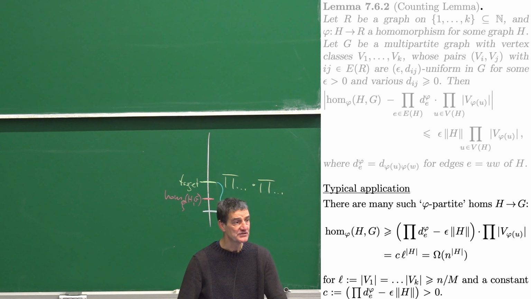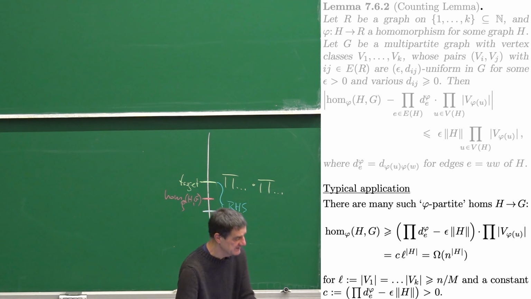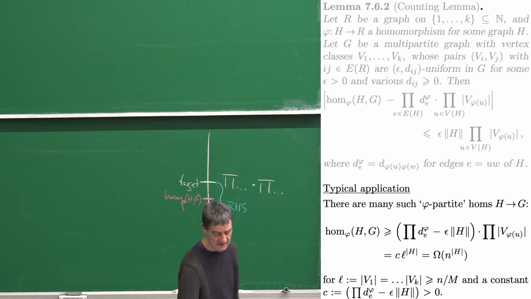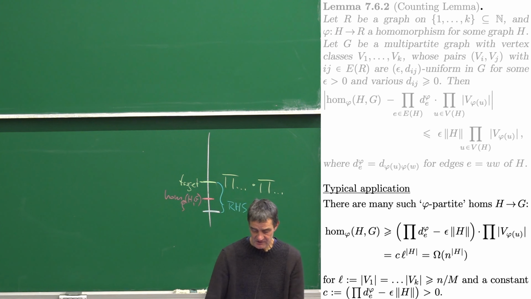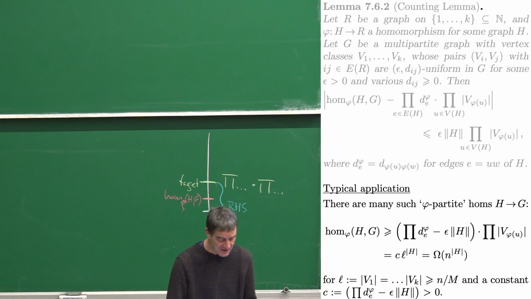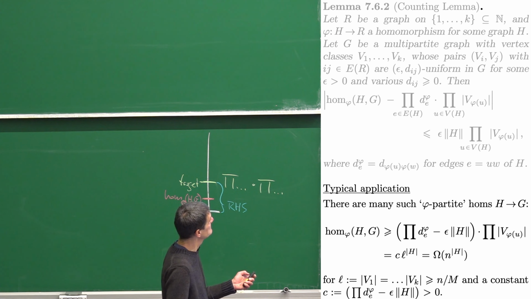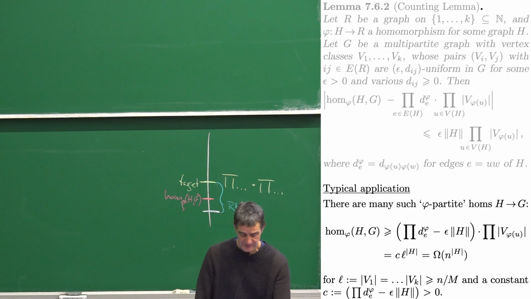Okay, so the typical application, as I said, is that there are many homomorphisms from H to G that respect phi, many phi-partite ones. And now what we often would like is a particular subgraph H in G. And there we have a problem.